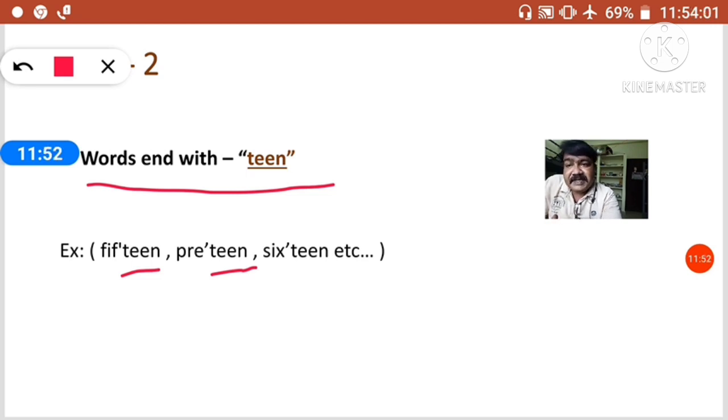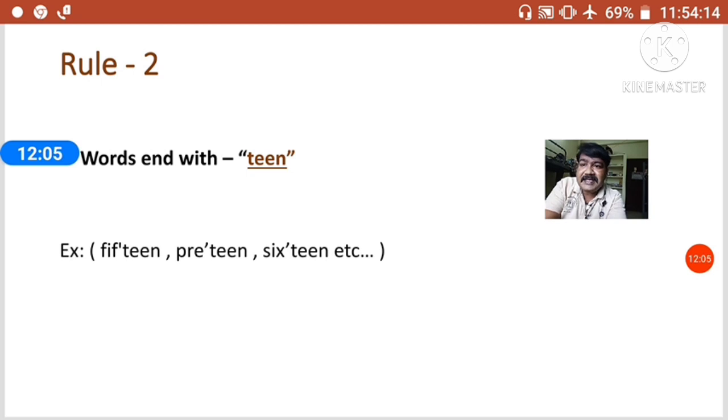Where did I keep the stress symbol? Before the T. So what is the second rule we have to understand? The second rule is: words ending with teen. I hope you understood the second rule also. Now let us move to our third rule.